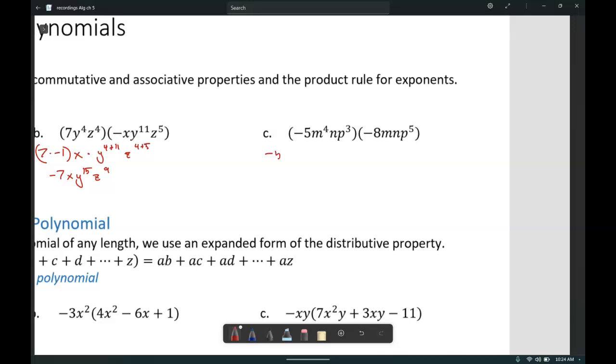On c, -5 times -8, m to the 4 plus 1, n to the 1 plus 1, p to the 3 plus 5, gives -40, or +40, m to the 5th, n squared, p to the 8th.